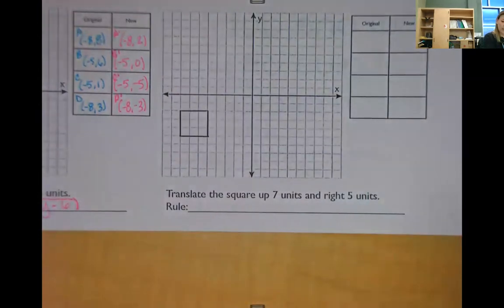And I will post the answer key for you to check. We'll go over this in class next time.